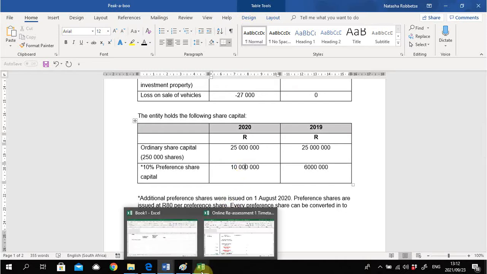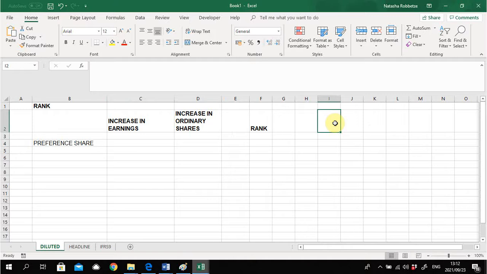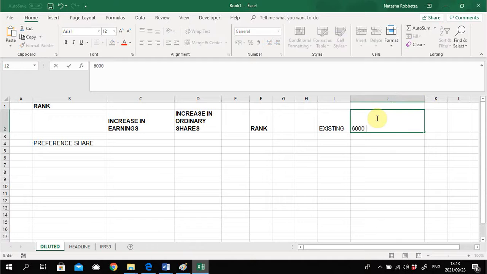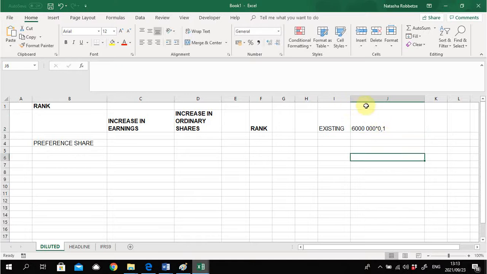So let's do that calculation. I'm just going to do it here on the right hand side so that the calculation is visible and I don't have to scroll up and down. For the preference shares that already existed, I'm going to say existing. They were already there on the 1st of January, and that was 6 million Rand worth of preference shares, and we're going to times it by the 10%. This is the calc for the pref dividend.